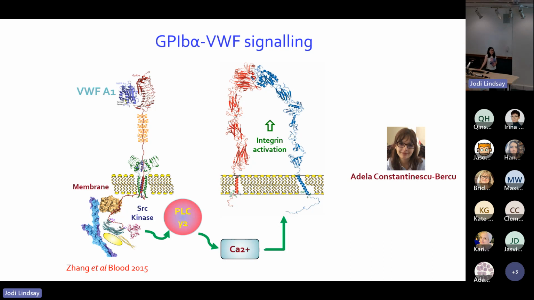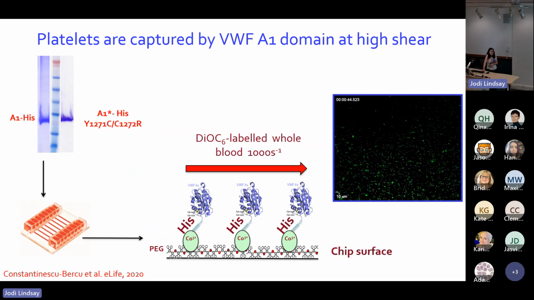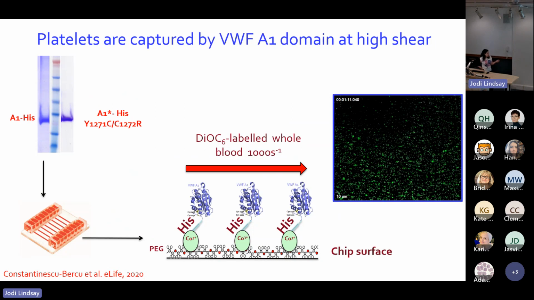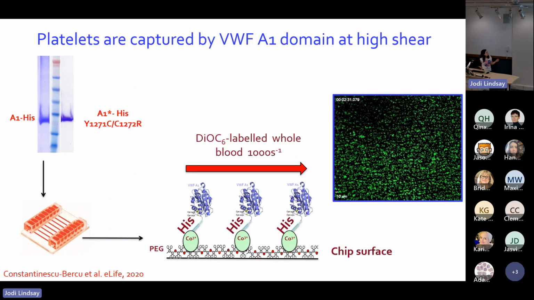So in the last few years, we studied this VWF GP1B alpha interaction under flow, and interrogated if that could recruit leukocytes, and also looked at crosstalk between platelets and leukocytes. This is my PhD student, Adela, who graduated three years ago. First, she expressed the VWF-A1 domain and captured this onto microchannels via the His-tag on copper PEGylated surfaces.